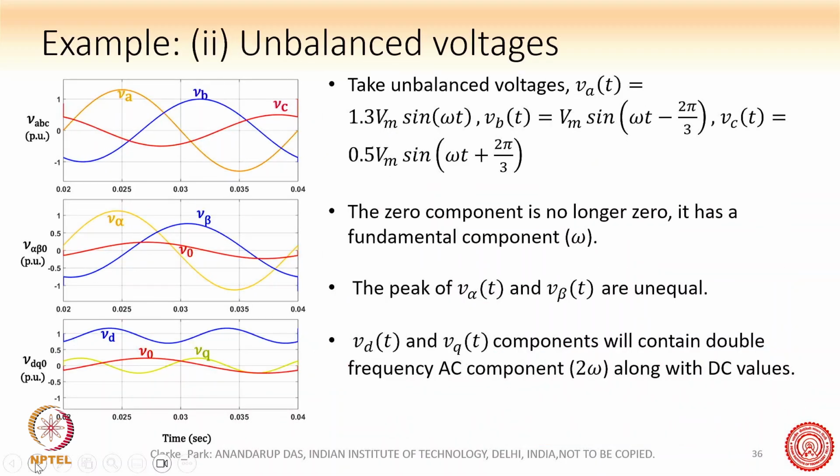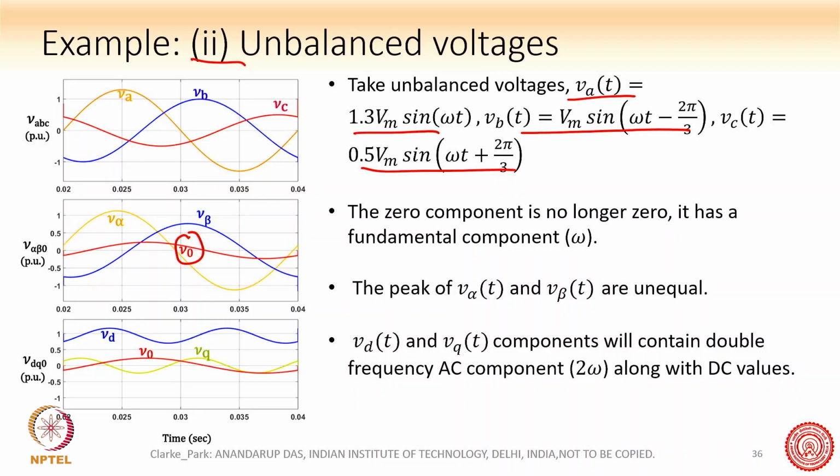Right? Now the second case, unbalanced. So you can see here we have taken unbalanced voltages. Here you can see 0.5, so this is an unbalanced voltage. Now we do an alpha beta 0 transformation. What we'll see, of course, is that the zero component is no longer zero. It has a fundamental component omega. Of course we expect that.